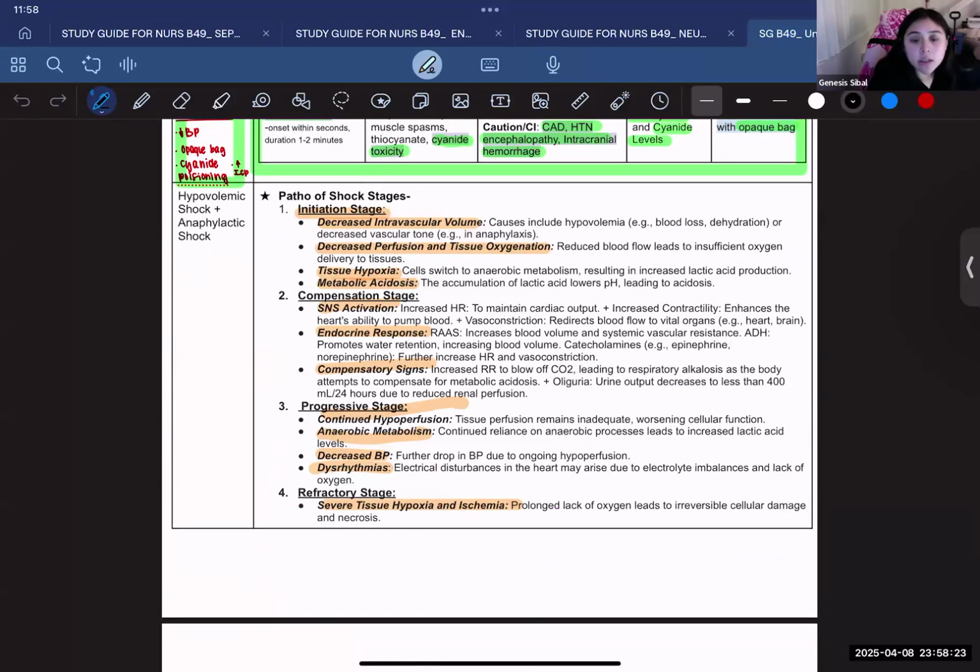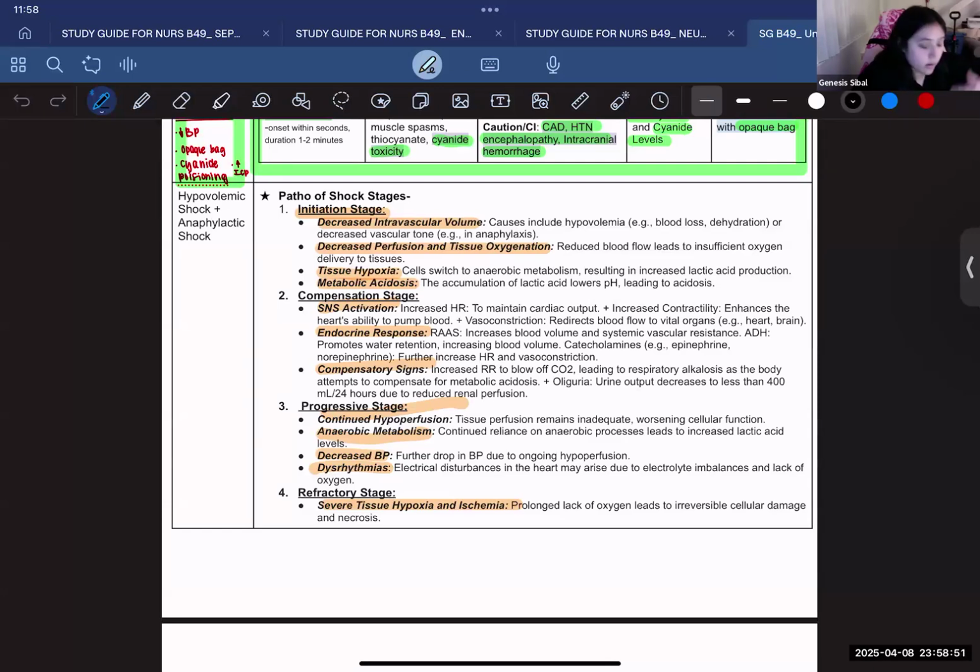For the patho shock stages, I'm gonna have you guys read that. I think I just read it and it was really helpful, but you don't necessarily have to understand those differences. Well, you should understand it, but you don't have to memorize it or know it like the back of your hand. But I do think you should know there's initiation, starting at the compensation phase where your body's starting to compensate for the effects that you're seeing, and then progressive.